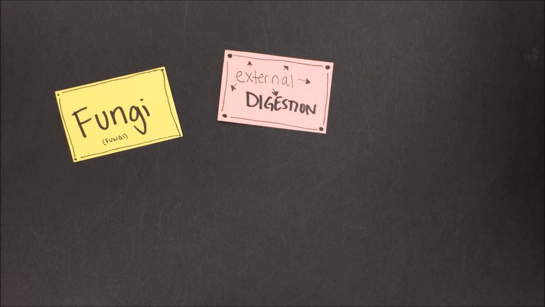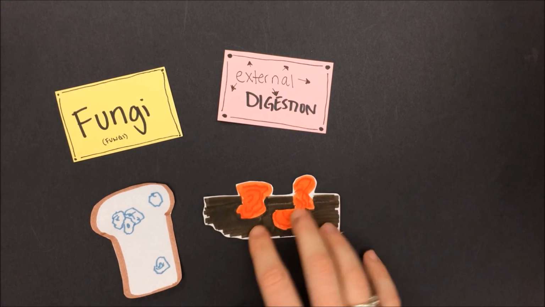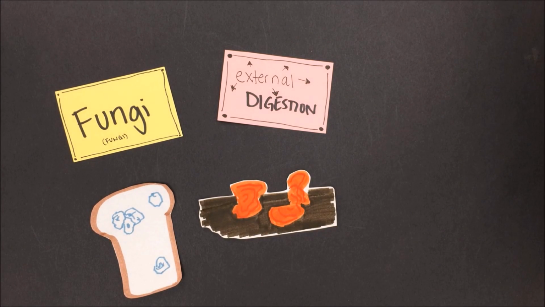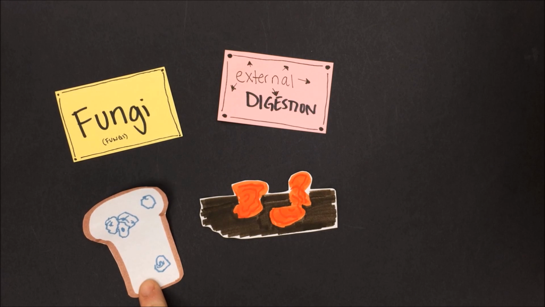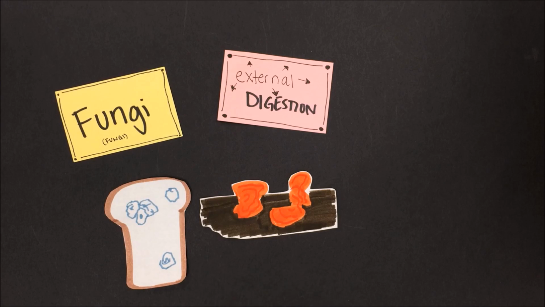Fungi get their energy through a process called external digestion. This means they grow on what they eat. They secrete digestive juices and then absorb the digested material back into their cells. If you see a fungus growing perhaps on a dead log or maybe on a slice of bread, that means that it's eating those things.